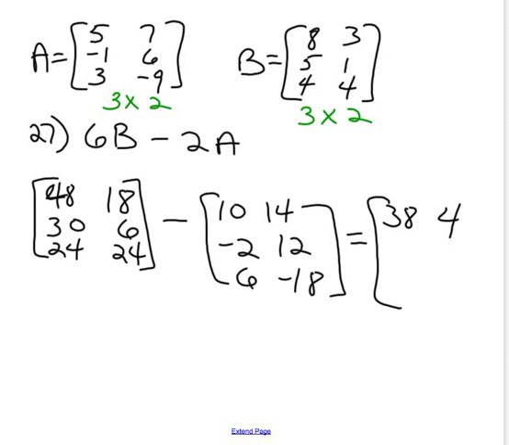30 minus negative 2, row 2, column 1. 6 minus 12, row 3. 24 minus 6, row 3, column 1. And finally, 24 minus negative 18, which gives me a grand total of 42. I do my scalar multiplication first, and then I do the subtraction.